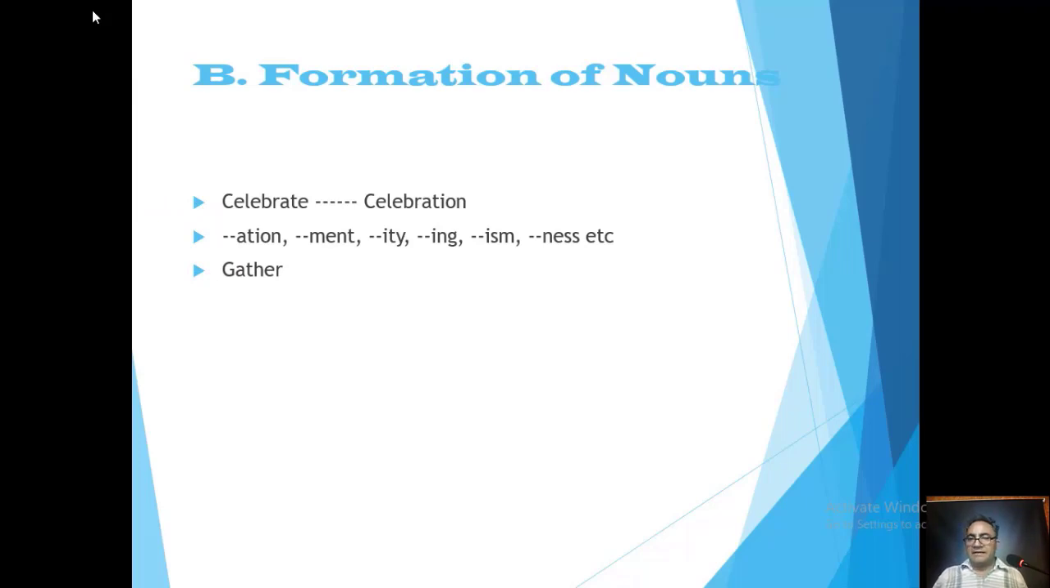First word is gather. Can you guess its noun? Yes, you are right. Gathering. Next word is symbolic. From symbolic we can make its noun symbolism. Next is prosper. Can you guess? Yes. The word is prosperity. Next word is decorate. And from decorate we can make the noun decoration. Next word is encourage. And if we add ment into it, we get the word encouragement.